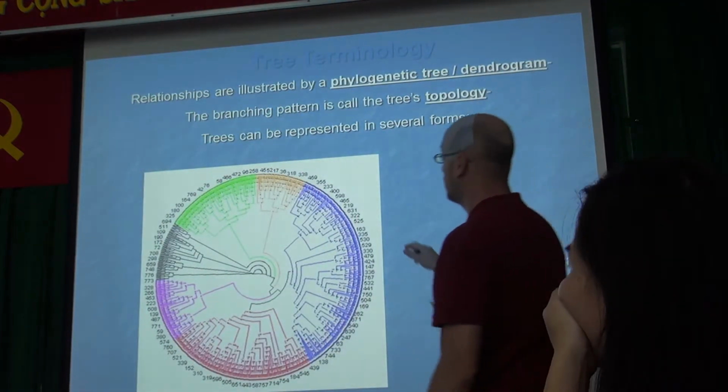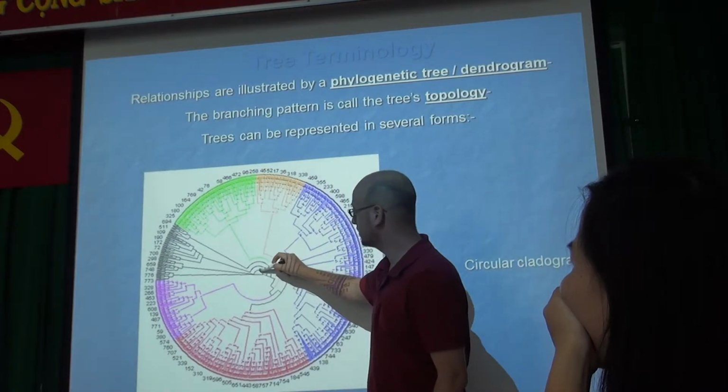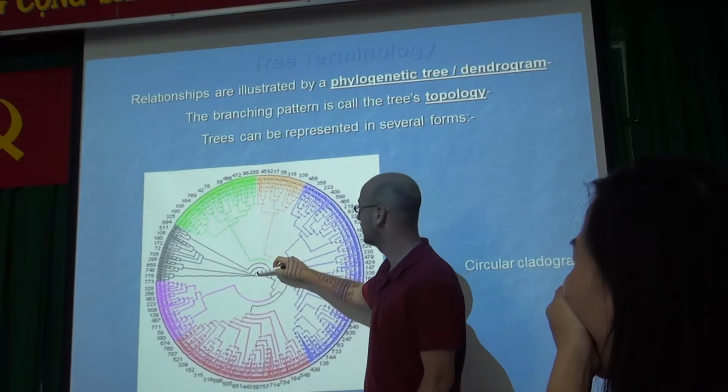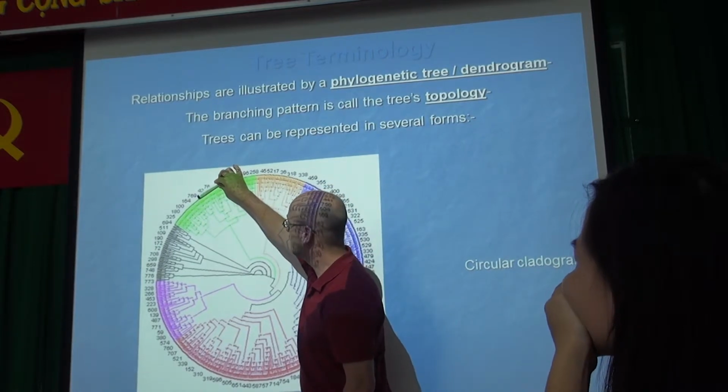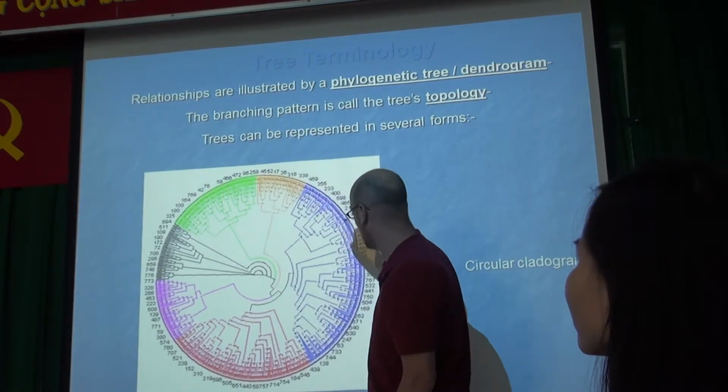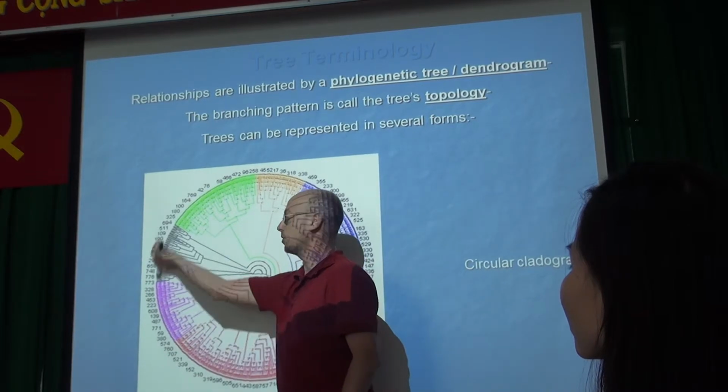Right, or we can even have them circular. So this is the ancestor in the middle, and the present right now is on the perimeter.